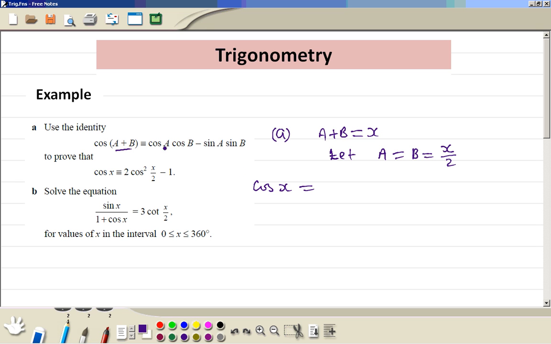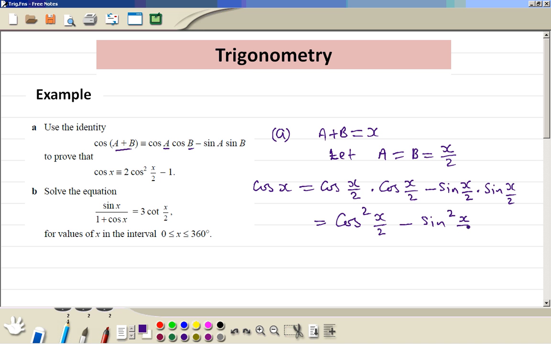Then we substitute into this formula. A is a half x, b is half x. So you write cosine x over 2 times cosine x over 2, and minus sine x over 2 times sine x over 2. Now because cosine times cosine is cosine squared x over 2, minus sine squared x over 2.